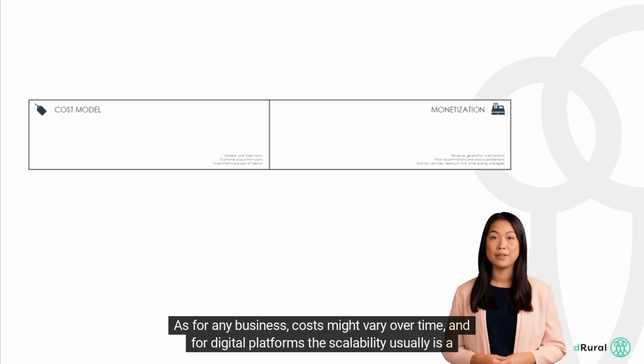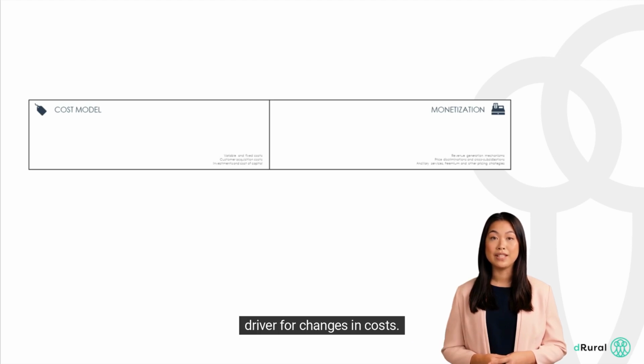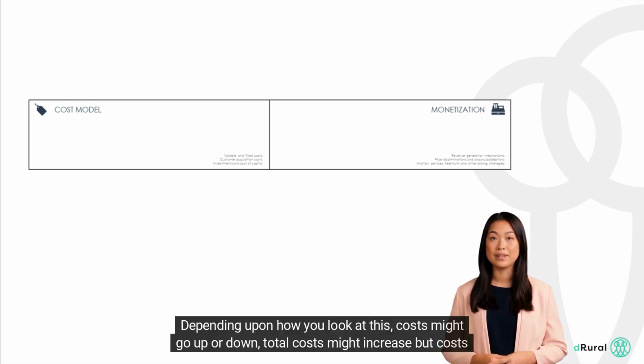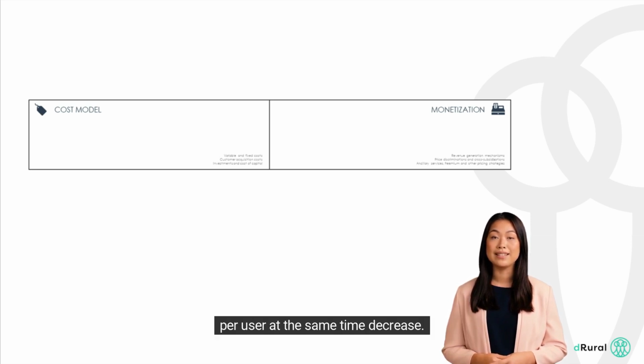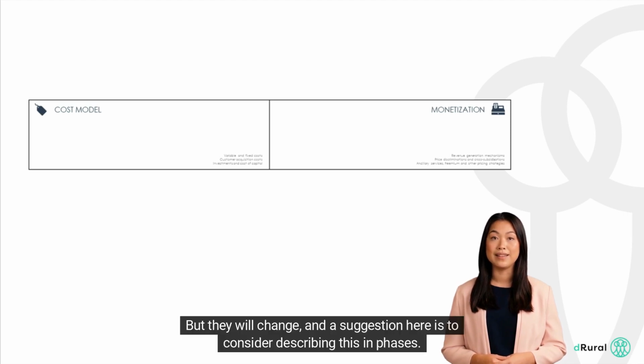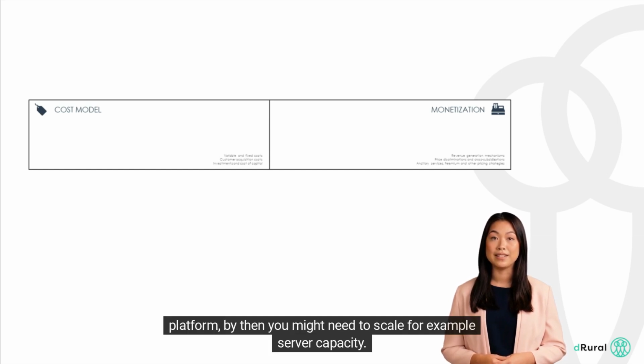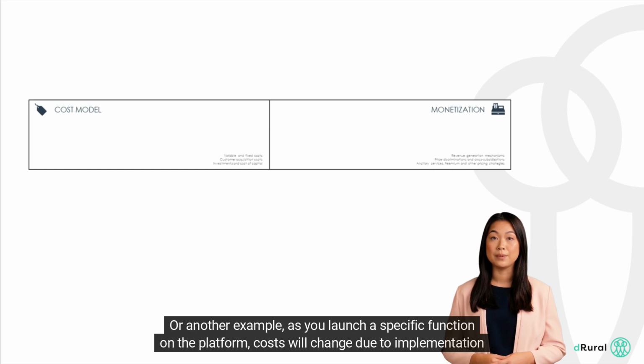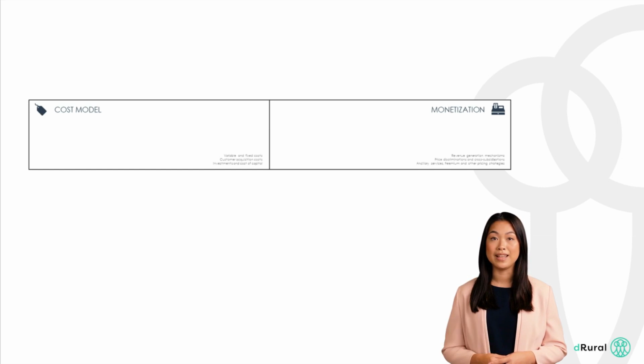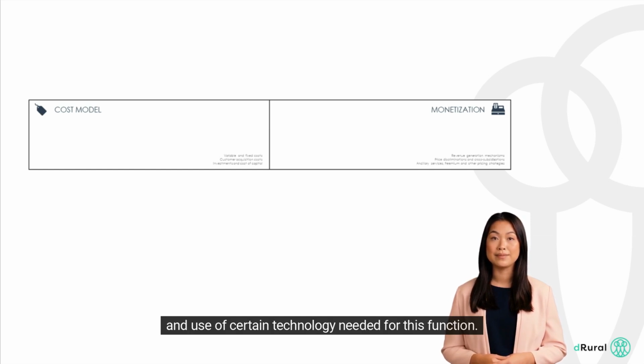As for any business, costs might vary over time. And for digital platforms, the scalability usually is a driver for changes in costs. Depending upon how you look at this, costs might go up or down; total costs might increase, but costs per user at the same time decrease. But they will change, and a suggestion here is to consider describing this in phases. Perhaps related to situations in time when a certain amount of users or transactions are reached on the platform. By then you might need to scale, for example, server capacity. Or another example, as you launch a specific function on the platform, costs will change due to implementation and use of certain technology needed for this function.